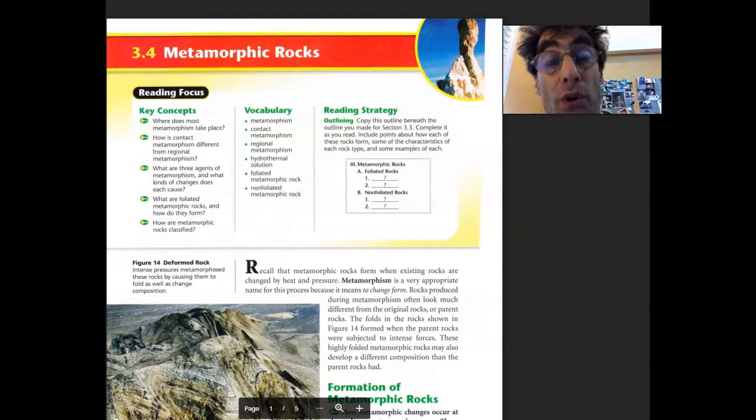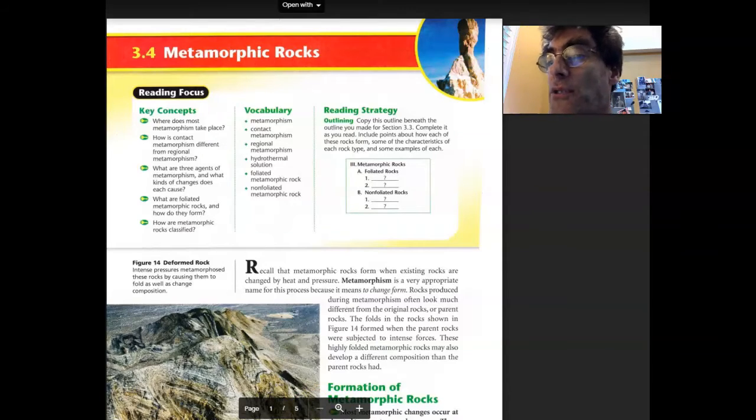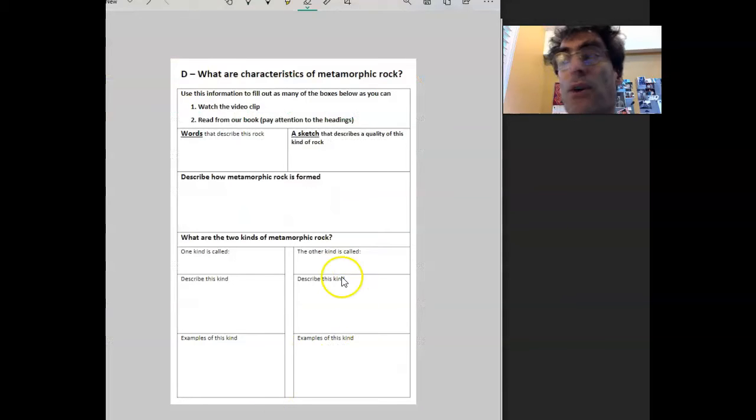First, know the information you need. So we're taking some notes, and those notes are here. And so let's find out what we need to know. So we're going to use some words to describe the rocks, a sketch. So we need to know what the rock looks like. We also need to know how the rock is made. Okay, so what it looks like, what it's made, and then what are the two kinds of metamorphic rock.